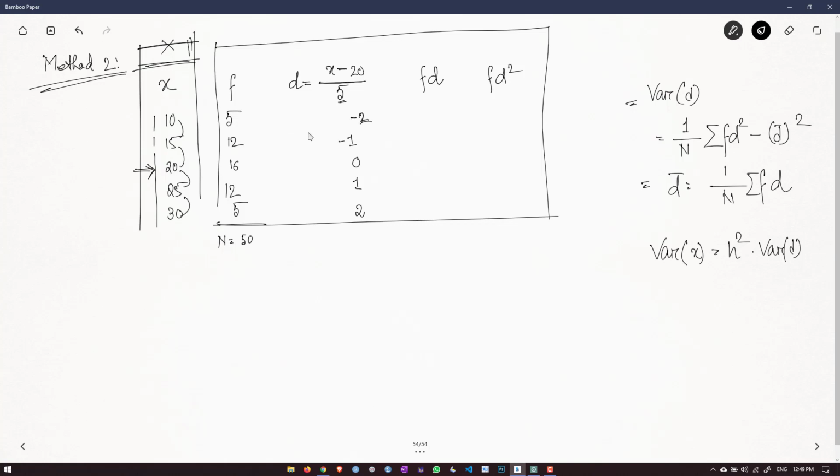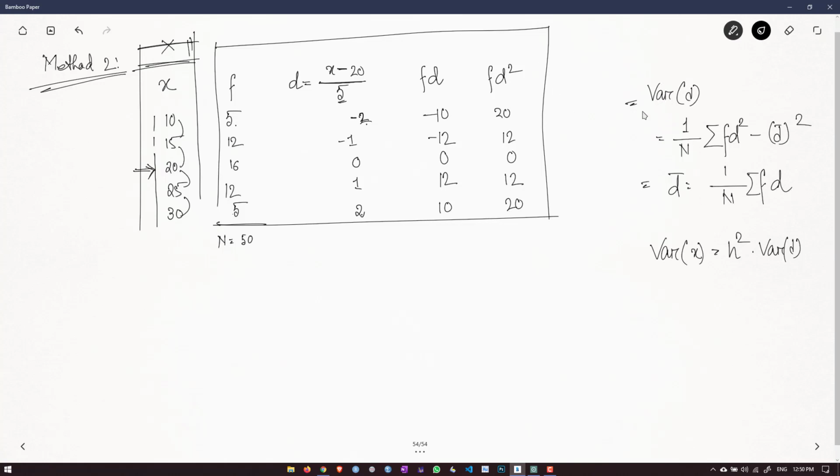So this is minus 2. Now what will be fd? Fd is just multiplication, so this is minus 10, minus 12, 0, 12 and 10. Now what is fd square? Fd square will be f into d square. 5 into 2 square is 4, so this is 20. Then 1 square and 12, so this will be 12, this will obviously be 0, this will be 12, and this will be 5 into 2 square is 4, 4 into 5 is 20.